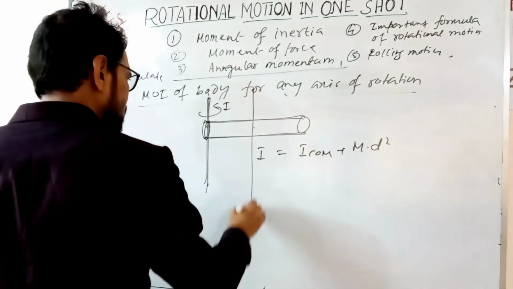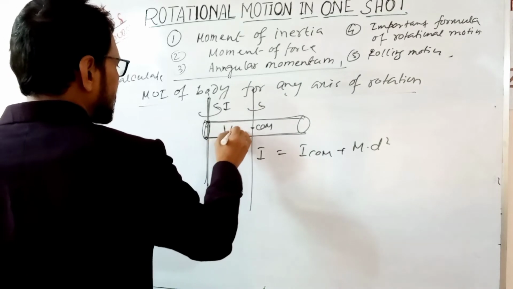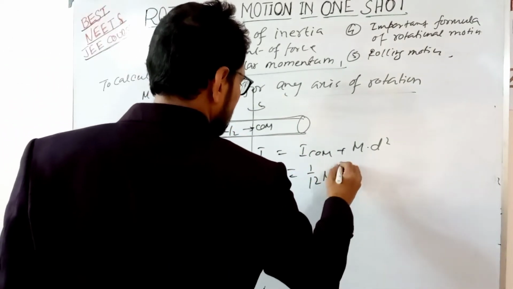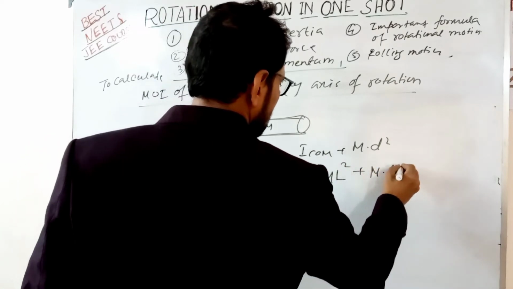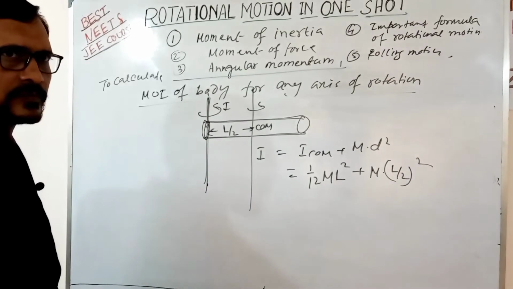Now here the center of mass is this, so the distance d equals L by 2.